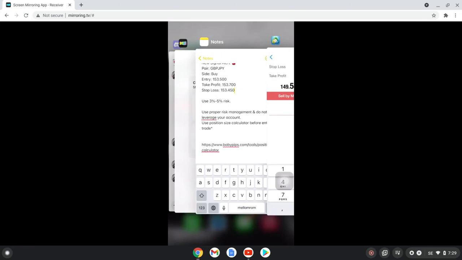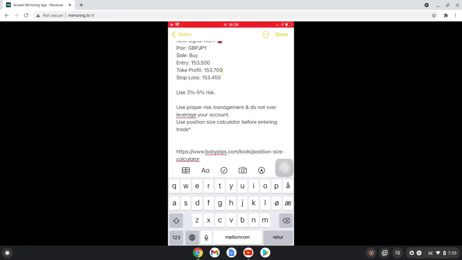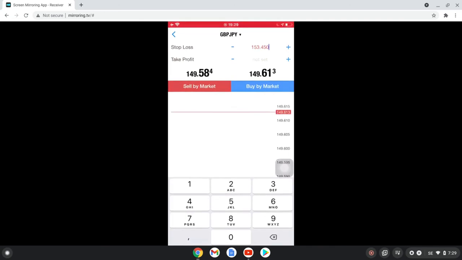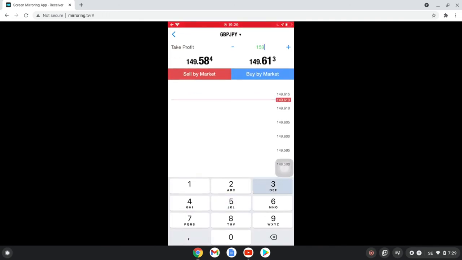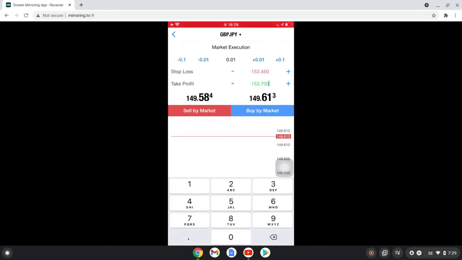The take profit is going to be 153.700, right? Can you see that? So just put it in, 153.700. When you do this, you have filled in where the market will go automatically, so you don't even need to watch the market. All right? I have already done the job for you.